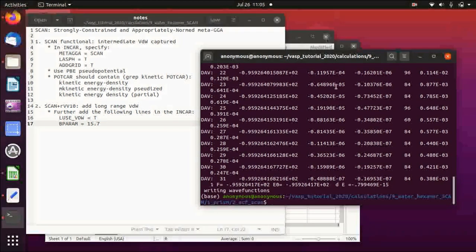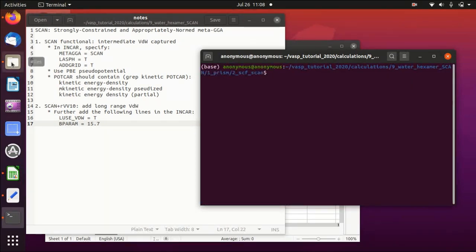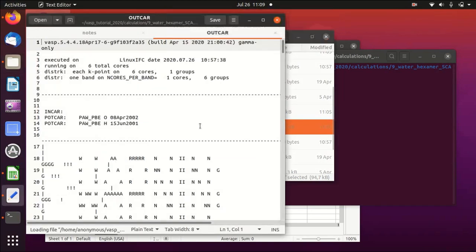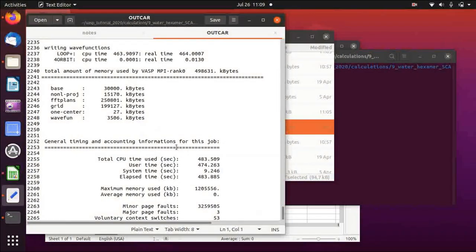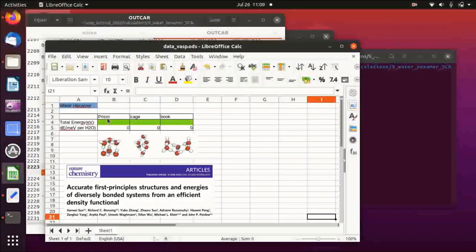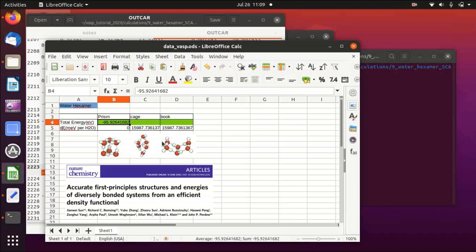Okay, so now this is finished. We clear the screen. We could go to the OUTCAR and in the end use this energy here. It's in the unit of electron volts. So we copy it here.